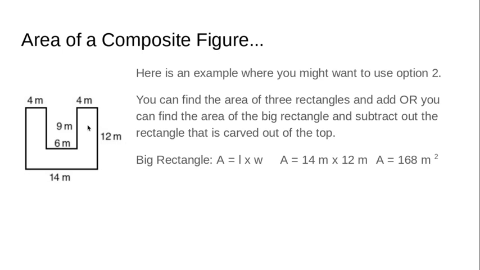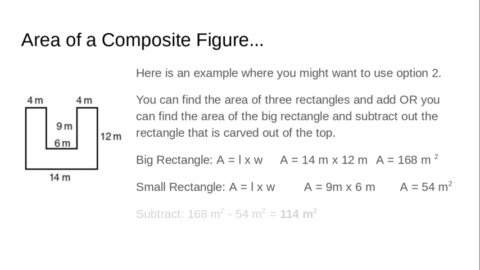But the reality is I don't have the whole big rectangle. This part right here has been cut out. That's what causes this to dip down and come back up. So we have this right here that's not actually a part of the big rectangle. I'm going to call that the small rectangle. That small rectangle is 6 by 9. So I can do 6 times 9 and get 54 square meters. So if that whole thing was there, it'd be 168. But we need to take this 54 square meters out where our figure dips down. So we'll subtract, and we get 114 square meters as the area of the actual U shape there.